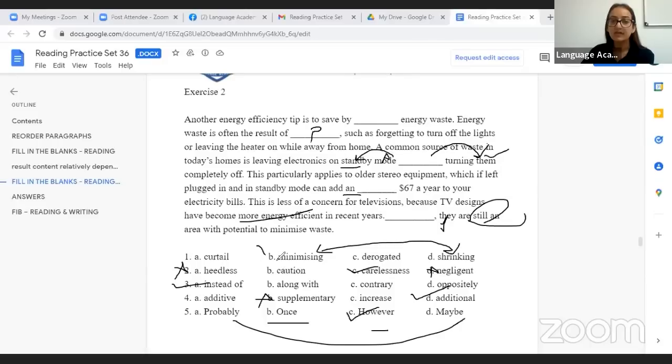First, we can minimize the energy waste. Second, it's because of our careless attitude that we are wasting energy. So instead of putting them off, we can put them on standby mode. That's also a solution. Third is we have to pay additional $67, means extra $67. And the last one, we say, okay, they are energy efficient, but still there is an area of improvement. So but means however.